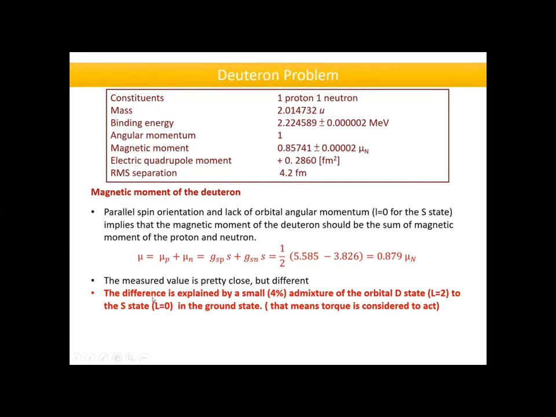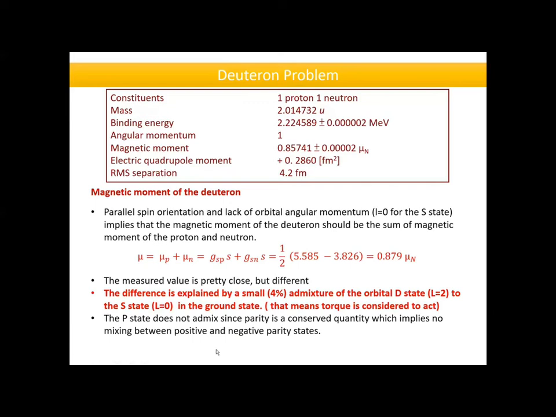Now, since there is a change in the angular momentum from L equal to 0 to L equal to 2, this indicates that a torque must have acted, and that is, angle dependence is also there. Now, why is P state not admixed? As I said, in nuclear processes, parity should be conserved. So, P state does not admix because parity is to be conserved.